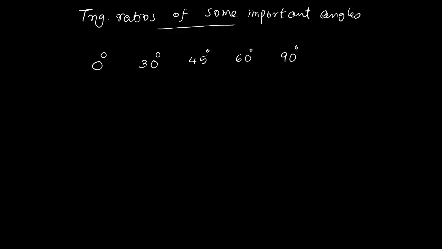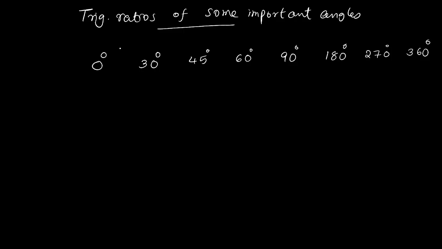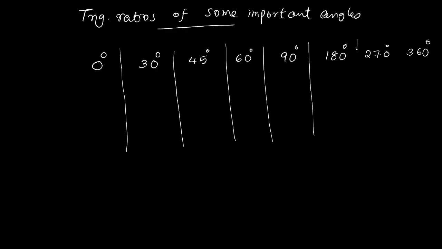So our study was limited to 90 degree in 10th standard. But in fact, the angle can be more than 90. Let me add 3 more angles: 180 degree, 270 degree, 360 degree. These angles are important. In physics, all these values are required. You have to memorize this. All the values you have to memorize. Till 90 you studied. I have added 3 more angles: 180, 270, 360.